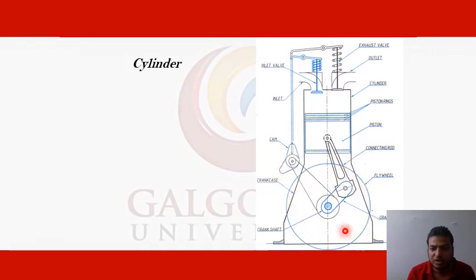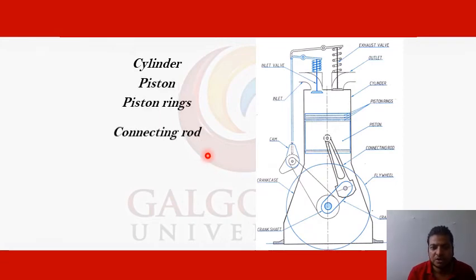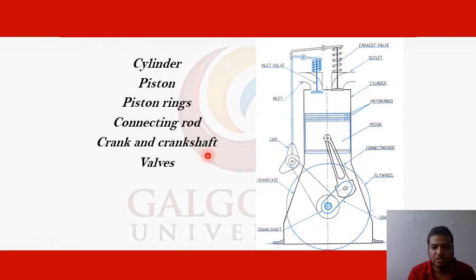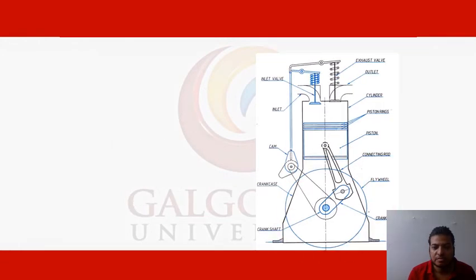You can see the flywheel. The flywheel is also mounted on the crankshaft. During the power stroke, the extra power is transmitted to the flywheel, so that an uninterrupted supply of power is there. The different parts are the cylinder, piston rings, connecting rod, crank and crankshaft, valves, flywheel, and crankcase. The bottom part is known as the crankcase.